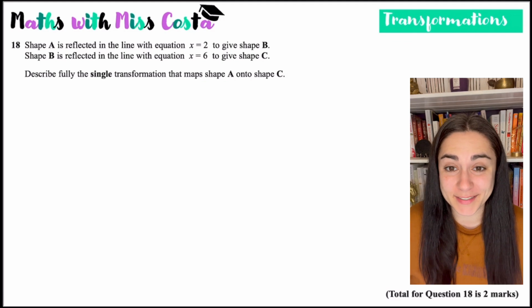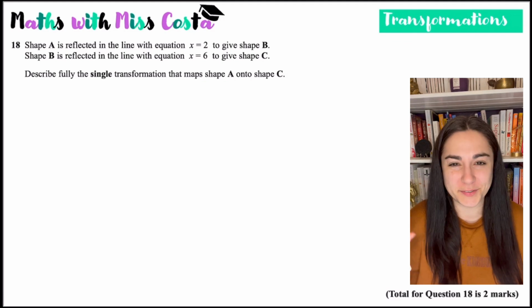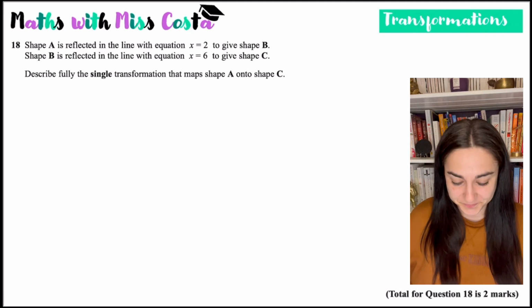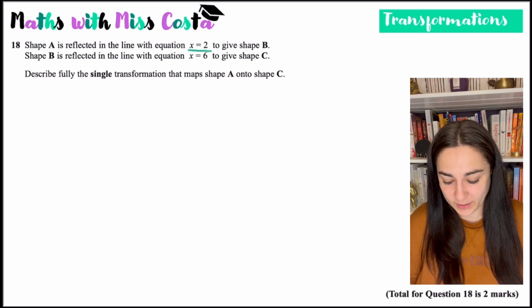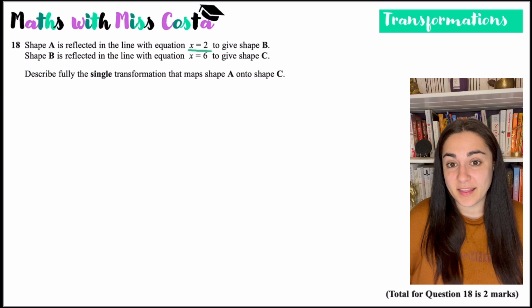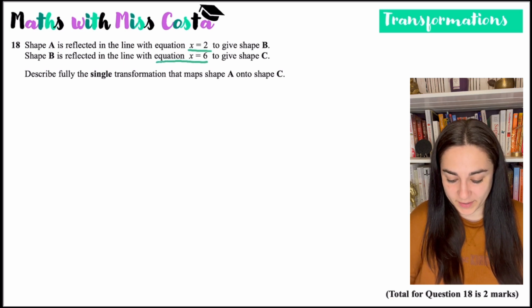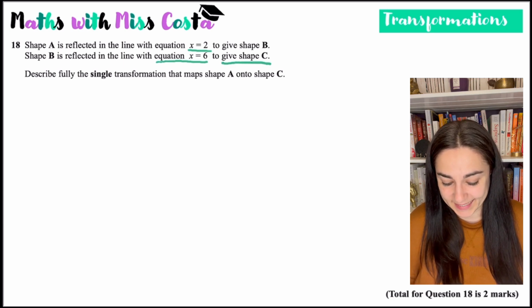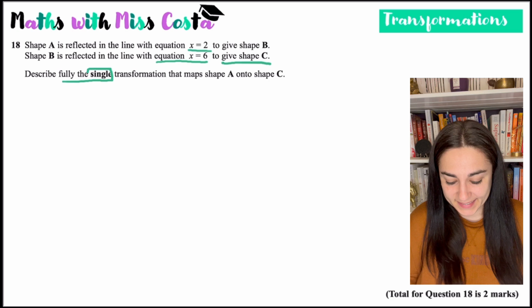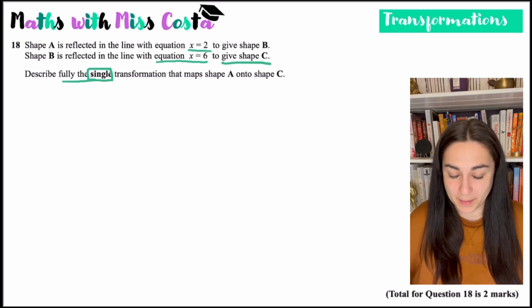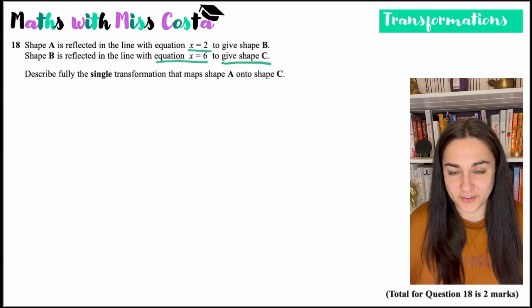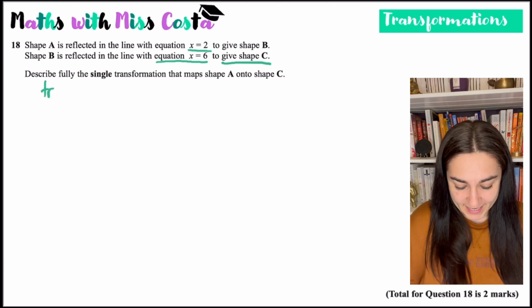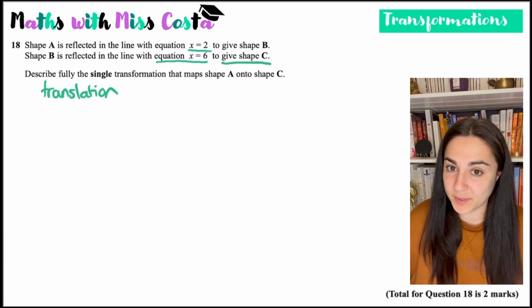Okay, so this is a transformations question that kind of encourages you to think a little bit outside of the box. So I'm told that shape A is reflected in the line with equation x equals 2 to give shape B. This shape is then reflected in the line with equation x equals 6 to give shape C. And I need to describe fully the single transformation that maps shape A onto shape C. Now, the fact that it's a single transformation is going to mean that it's most likely a translation, so a movement.